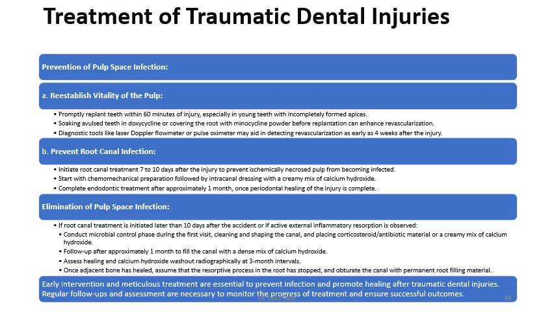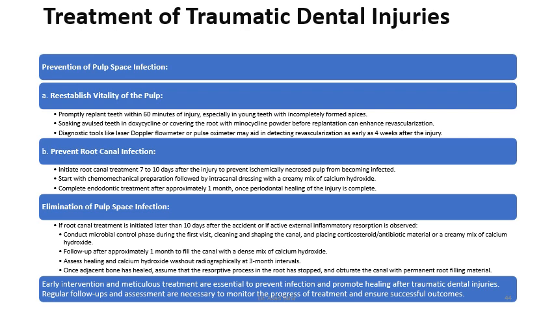Initiate root canal treatment 7 to 10 days after the injury to prevent the quickly necrosed pulp from becoming infected. Start with chemomechanical preparation followed by intracanal dressing with a creamy mix of calcium hydroxide. Complete endodontic treatment after approximately 1 month, once periodontal healing of the injury is complete. Elimination of pulp space infection.